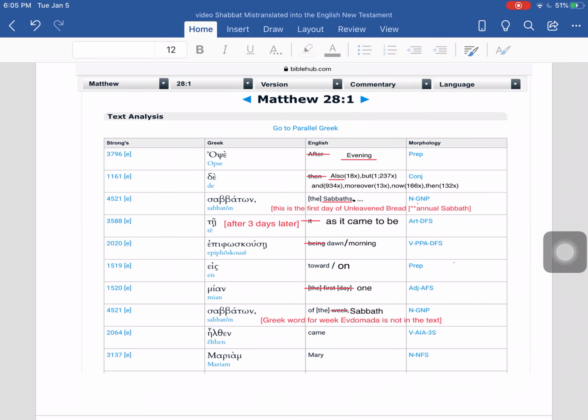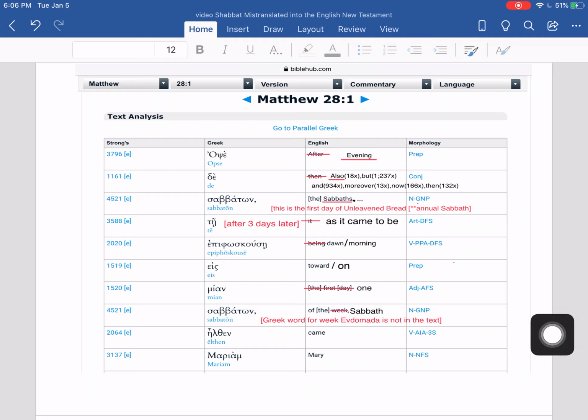Okay, this here was just something I scribbled through when I was practicing with rendering it some. So you could take a snapshot and see why I did what I did. Also, another point too, that the very first word of the text is the word for evening, which is the Greek word opse. Okay, and you can see how I give some options here. You can render it, right? You have evening also. You can see the other way it could be rendered. So either way, I have evening, also Sabbath, after 3 days later, as it came to be dawn, morning, toward, on, one of the weekly Sabbath, right? That's what I mentioned earlier.